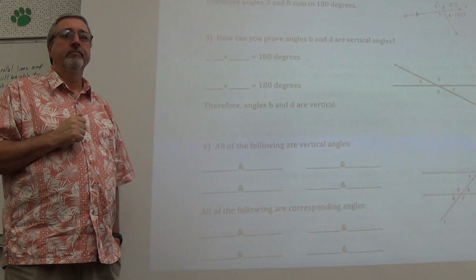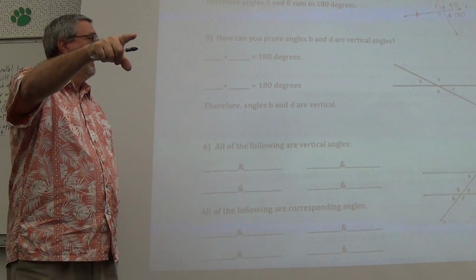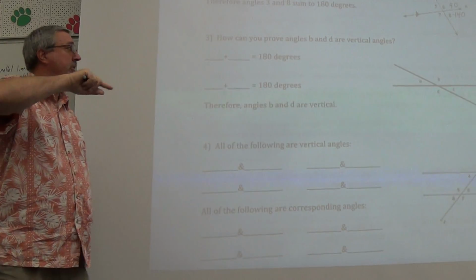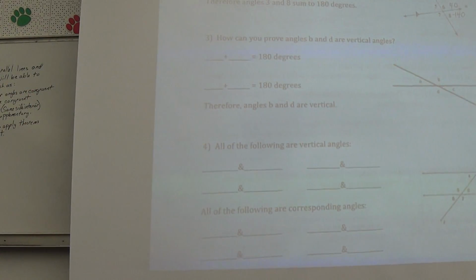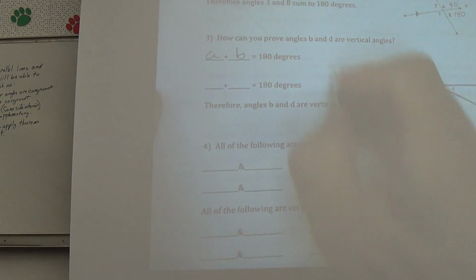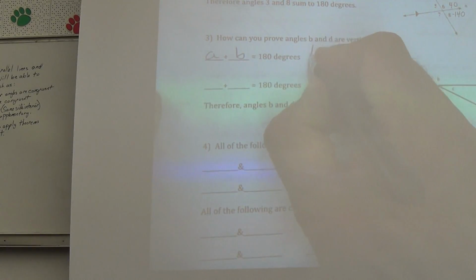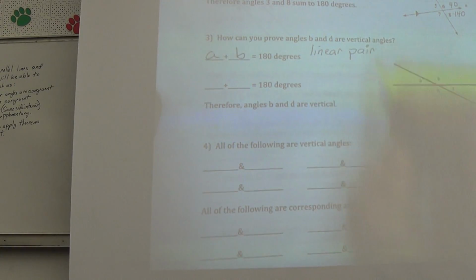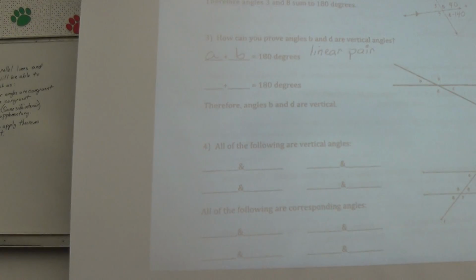A and B. Okay, so let's use A and B first of all. So we know that A and B are what kind of pair, Tommy? What would you call that? A linear pair, okay? So we call that a linear pair. A and B are supplementary because they are a linear pair.